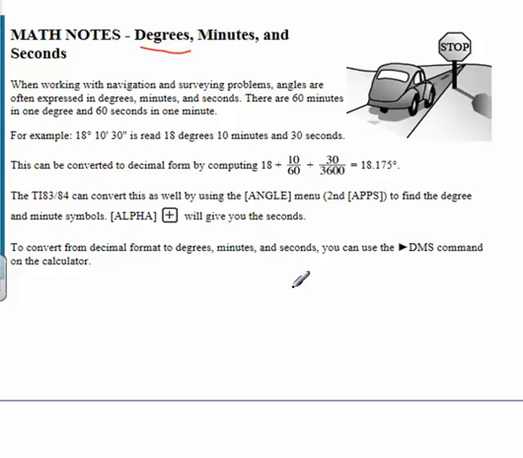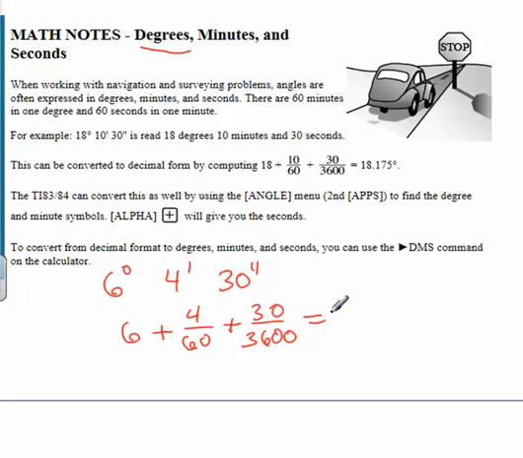So let's give this a try with one other little example. Let's say I've got 6 degrees, 4 minutes, and sure, 30 seconds. There we go. So we would do 6 plus 4 out of 60 plus 30 out of 3,600. Calculate all that, and that's going to give us our decimal form of this.